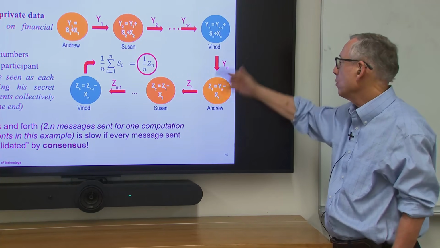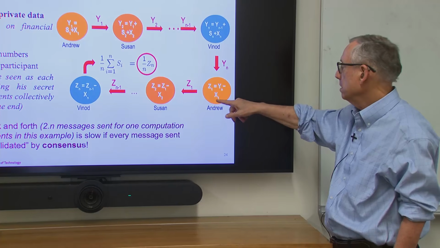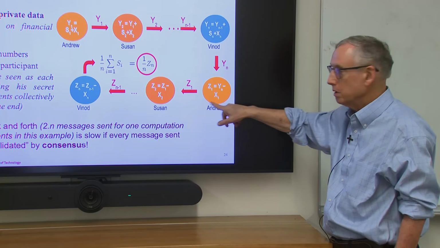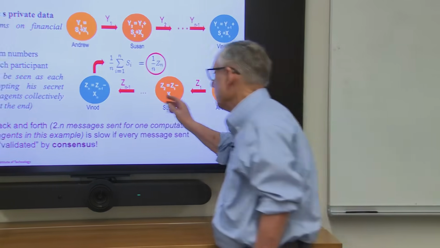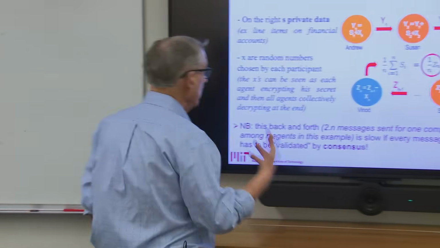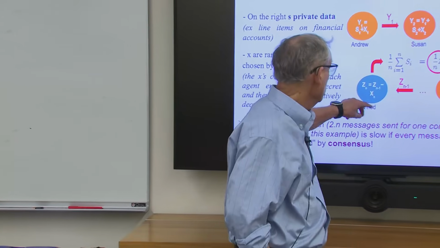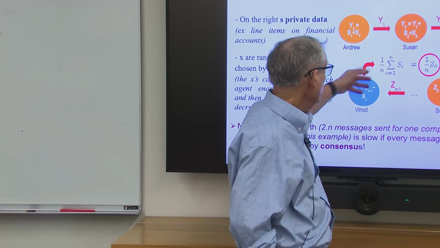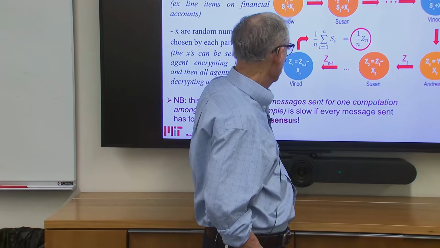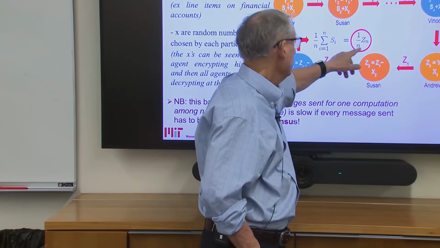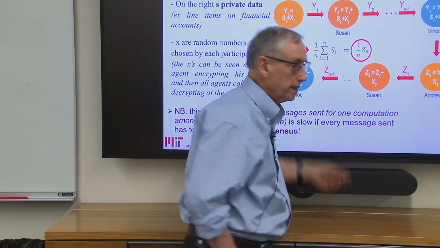So Andrew says, well, I don't know what this object is, but I'll take out of it the noise that I put into it. And then Susan takes out of it the noise she put into it. And you end up with Vinod at the end who can publish the result, which, because all the noises are now eliminated, is the sum of the secrets. It is the average wealth, so to speak, of people in the room: this last number that Vinod publishes, divided by n, the number of people here, to get the average.